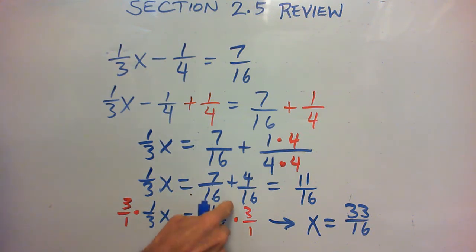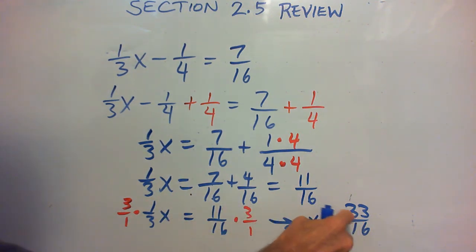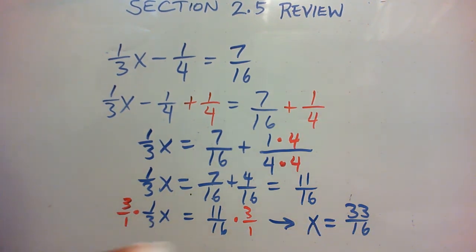And then we multiply the fractions. We get 11 times 3 is 33/16. So 33/16, or you could write that as 2 1/16 if you really wanted to, or leave it as is. Okay, well that's it for the 2.5 review.